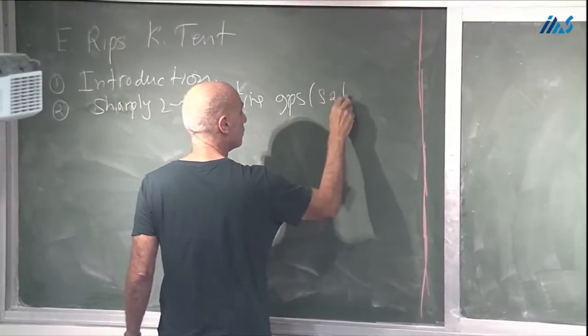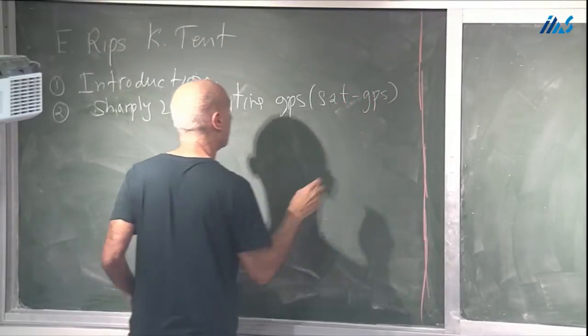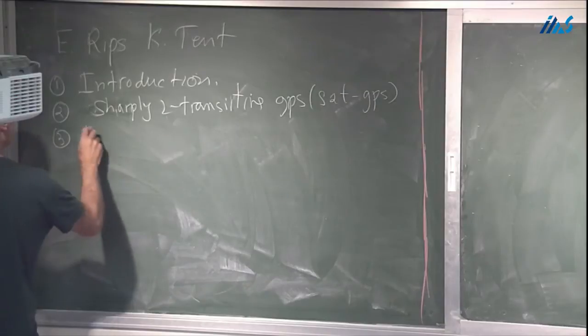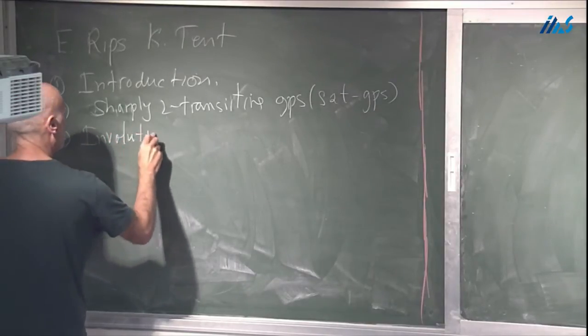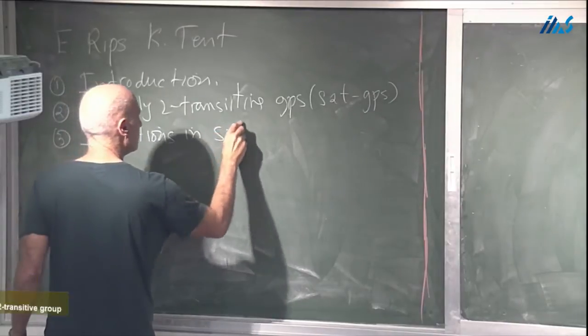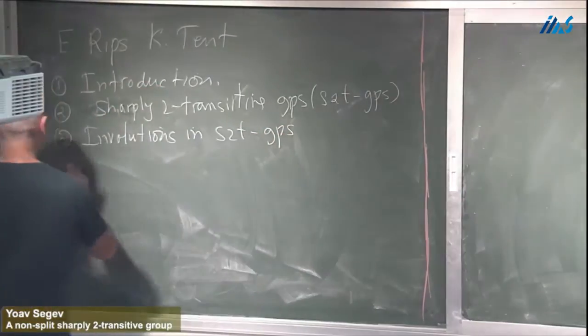And my talk will be divided into the following parts. I will do an introduction. I'll talk about sharply two transitive groups, which I will abbreviate by S2T groups. I will talk about involutions in sharply two transitive groups.